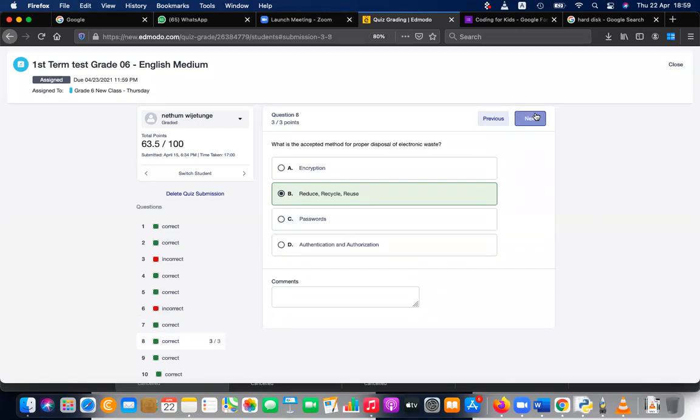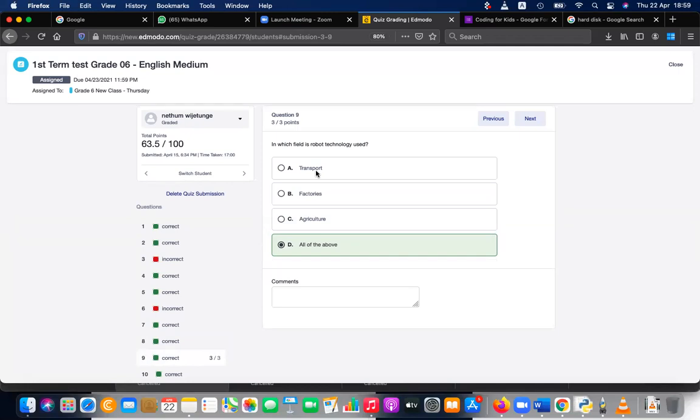What is the accepted method of proper disposal of electronic wastage? We call it 3R. What are the 3Rs? Reduce, recycle, reuse. So in which field is robot technology used? Transport. Yes, in transport we are using robots. I think recently I have also seen, with Tesla, there was an accident actually. Tesla auto-driven cars, driverless cars. So we are using robots, robot cars.